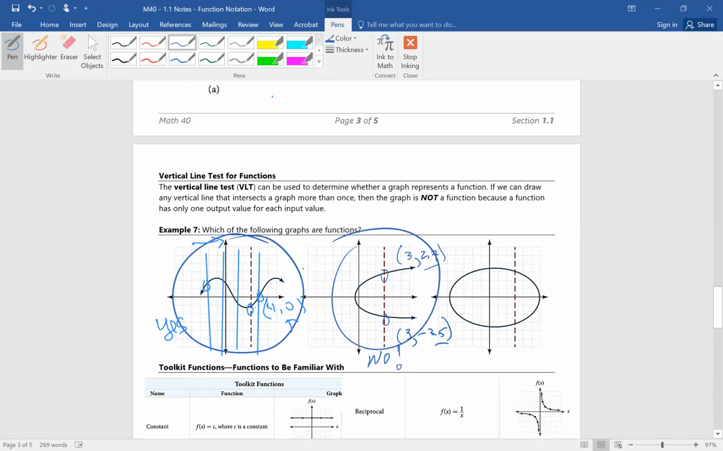So ask yourself right now, this third graph, this ellipse, is that a function or not? If I give you a quiz question on that, it's about a 2-second answer. If it crosses once, it's a function. If it crosses twice, not a function. What do you think? Well, it crosses twice, here and here. So no, not a function.